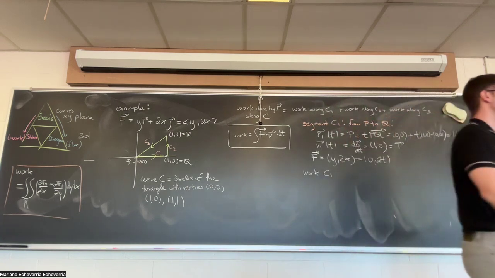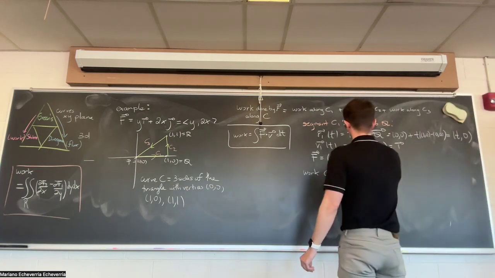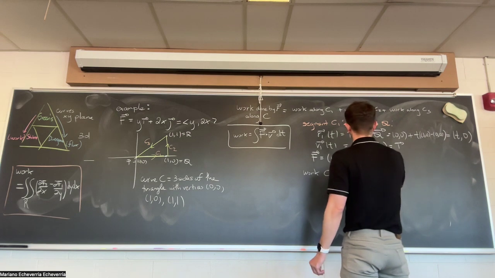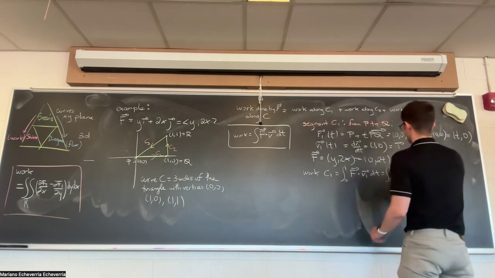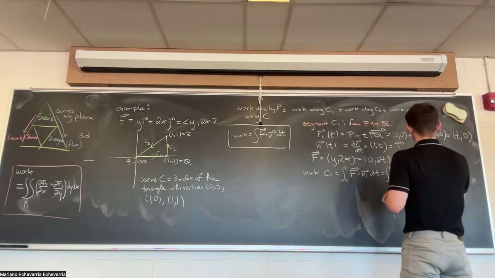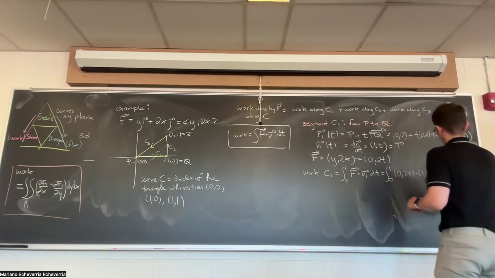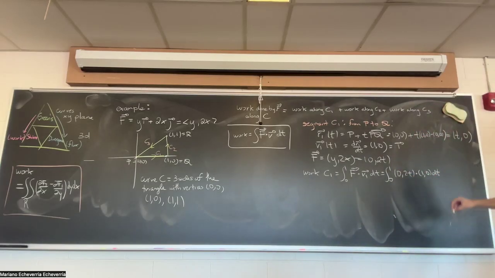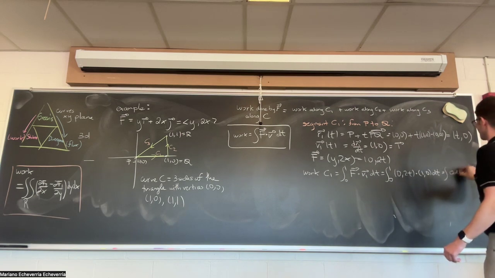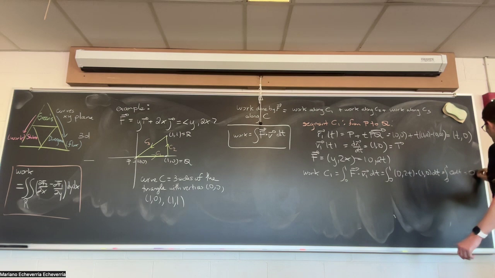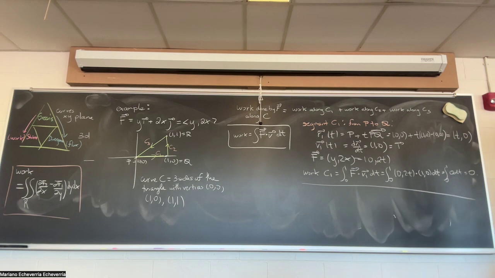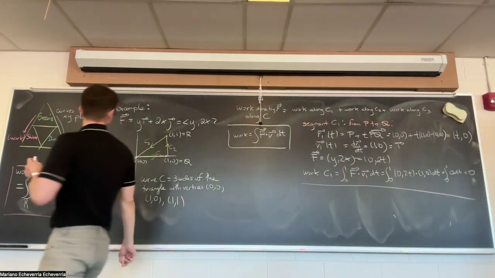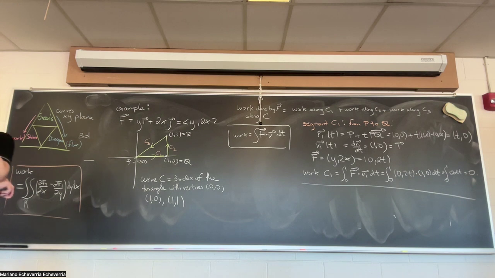So what is the work along the first curve? It is the integral from 0 to 1 of F dot v1. Again, this is the dot product of 0 comma 2t with 1 comma 0, dt. This dot product is 0, so you're just integrating 0 dt. So there's no work done along the first curve. Does that make sense? Questions? Okay.